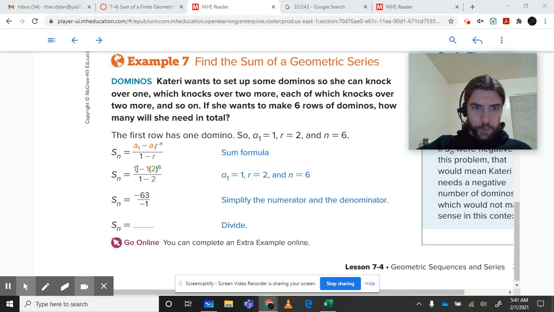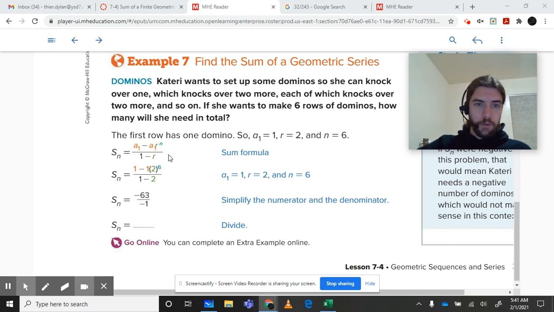So in this formula, we'd be plugging in 1 for our initial term. So we'd have 1 minus 1 times our rate of multiplying by 2. We want to get 6 rows total, so we have a 6 up here, and 1 minus 2 on the bottom. Okay, simplifying all this, 2 to the 6th power should be 64. So 1 minus 64 is going to be negative 63. 1 minus 2 is negative 1. Dividing this gives us that we need 63 dominoes total.